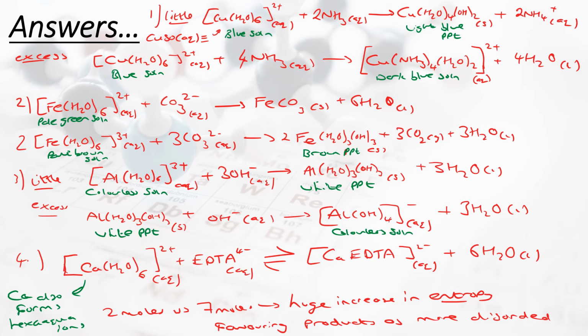And so we have our iron hexaaqua ion, the Fe(H2O)6 2+. That's a pale green solution. Reacting with our carbonate anions, kicks off the 6 water molecules, and we end up with our green precipitate of the iron carbonate.